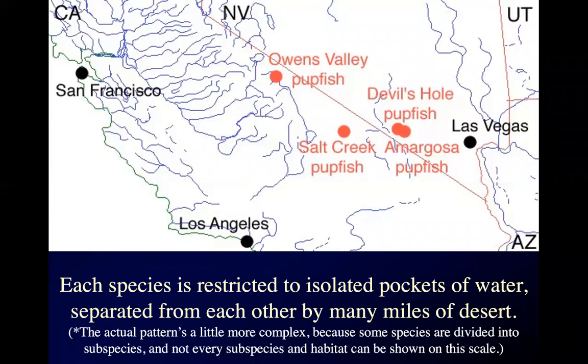There's no way a fish is going to be able to crawl 160 miles through harsh deserts and over mountain ranges. The Owens Valley pupfish is separated by even a greater distance. So each of these species is restricted to isolated pockets of water separated from each other by miles of desert. How did this happen?